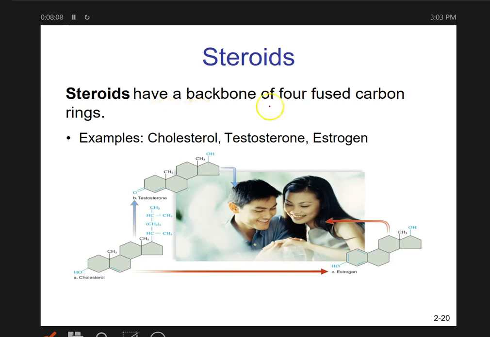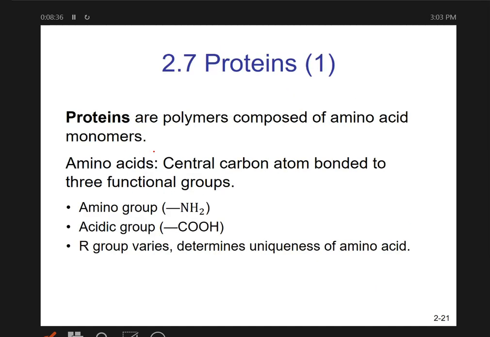Steroids. Steroids have a backbone of 4 fused carbon rings. Very important when we talk about hormones, especially the sex hormones or the stress hormones, testosterone and estrogen. And of course the adrenal gland produces more hormones, and those are steroid in nature. And then there is cholesterol, which is also important for the cell membrane formation.